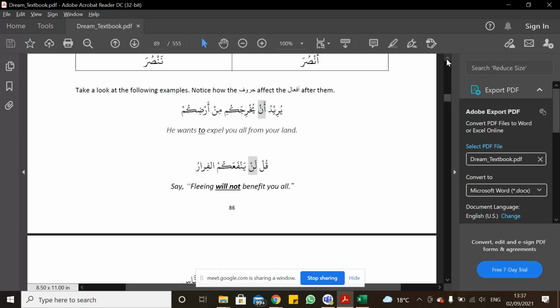So it will benefit. Okay. Forget firaru. Just translate yanfa'u. Yanfa'u is benefit. He benefits, right? He benefits. And we have kum. Then kum, if he benefits, he benefits what? Or we benefit who? All. He benefits you all. But we have an outside doer, so we have to get rid of he. What do we use instead?